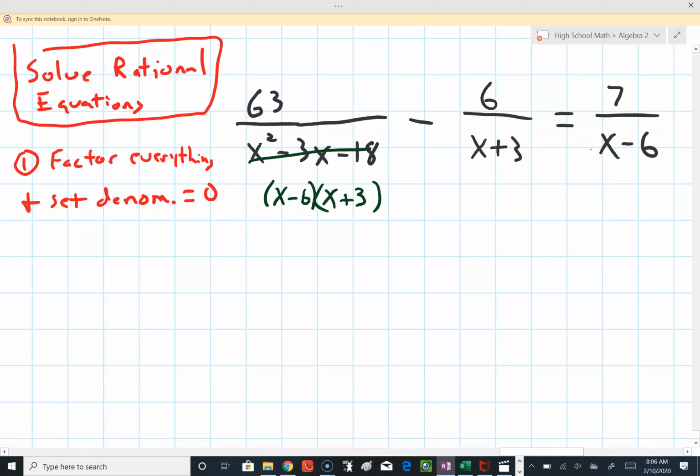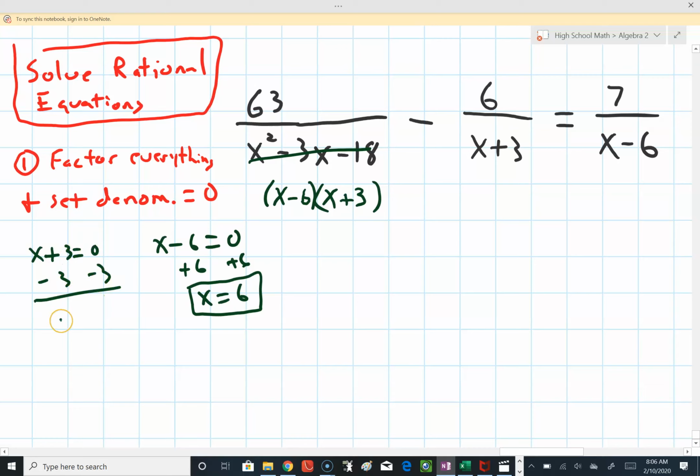All right. Now I'm going to set all of my denominators equal to 0. I know I can't divide by 0. So setting each one of these guys equal to 0. First I notice I got this x minus 6 twice. I only have to set it equal to 0 once. So I'll set x minus 6 equal to 0. Adding 6 to both sides. Setting the other denominator equal to 0, I got x is negative 3.